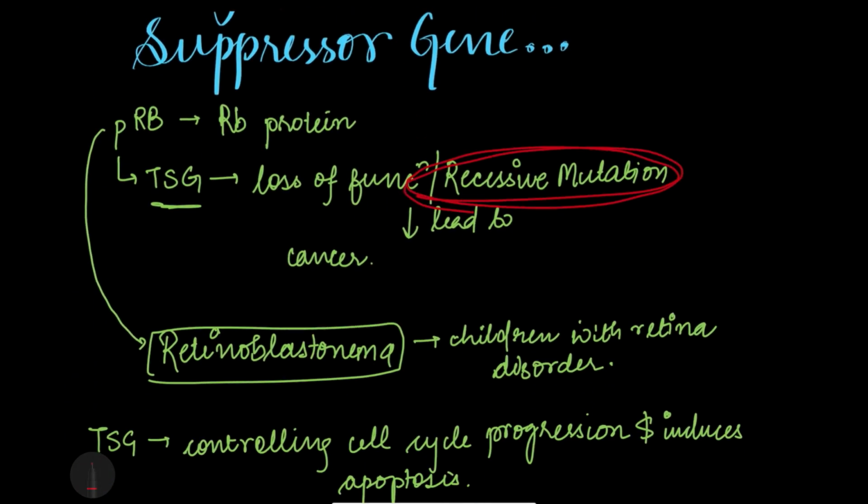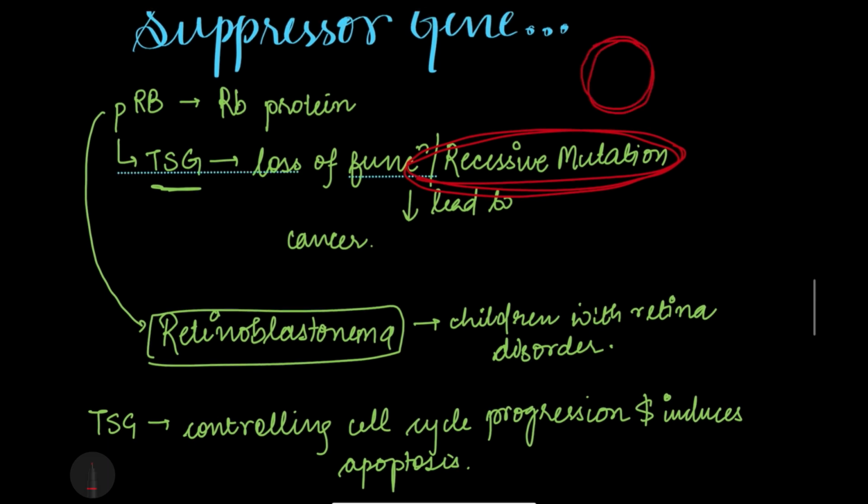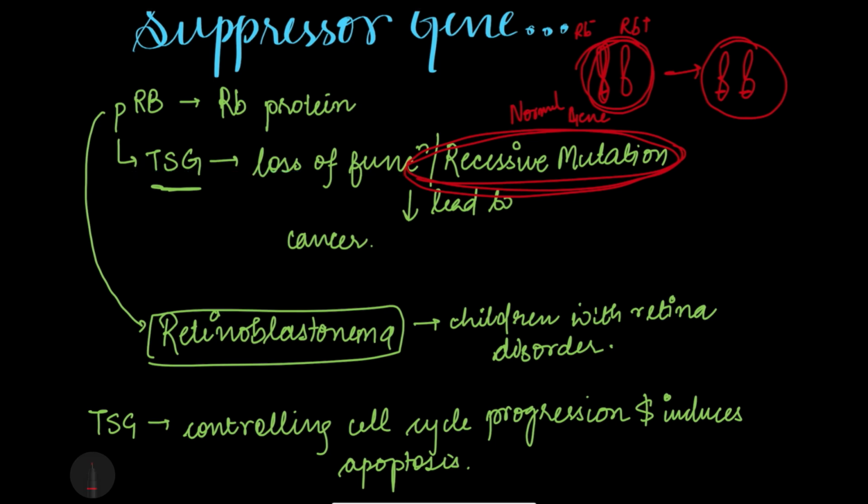Okay, I told you here, I have mentioned this as a recessive mutation leads to cancer. What is a recessive mutation? This is RB protein, RB negative, RB positive. This is, you can say, the gene. This is a normal gene or the gene of a normal person. But if it shows mutation like this, that is both of them show it, then it might cause retinoblastoma.